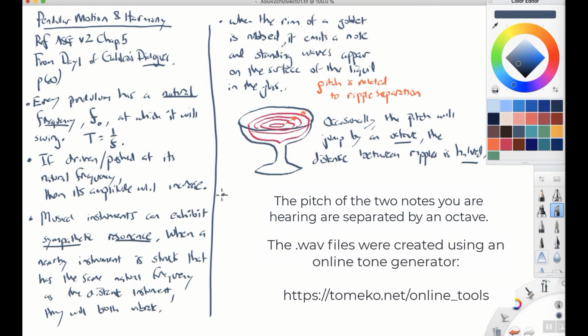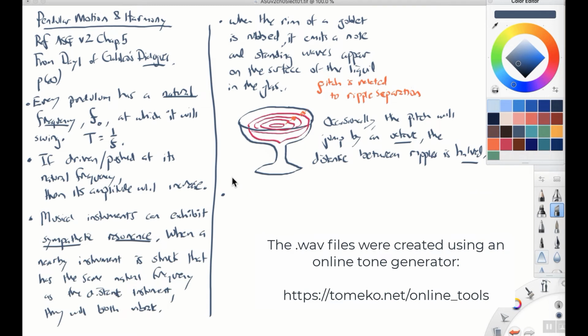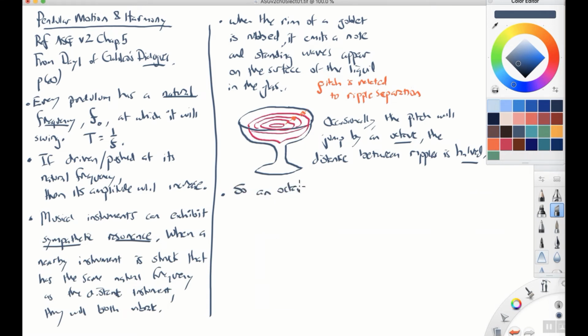And this suggests a mathematical relationship between these pitches. So an octave, Salviati concludes, is associated with either a 1:2 or a 2:1 ratio. An octave is somehow associated with a 2:1 ratio.